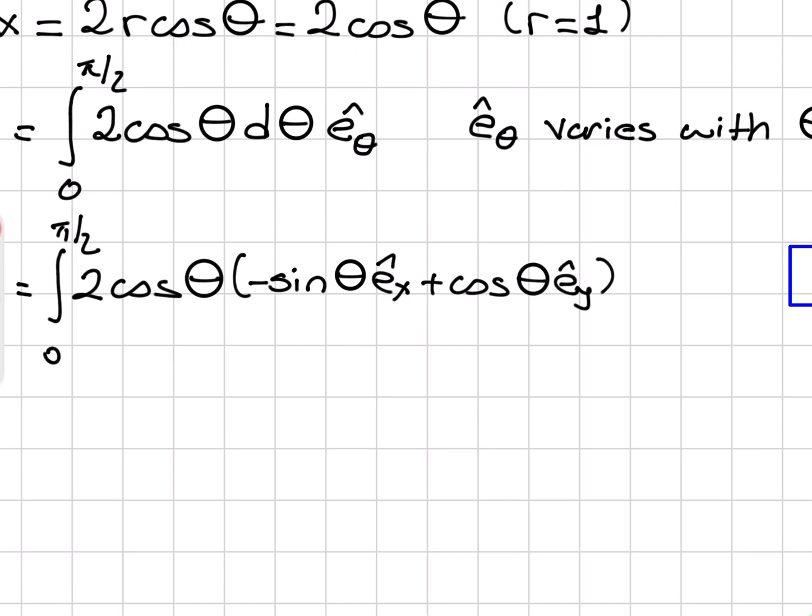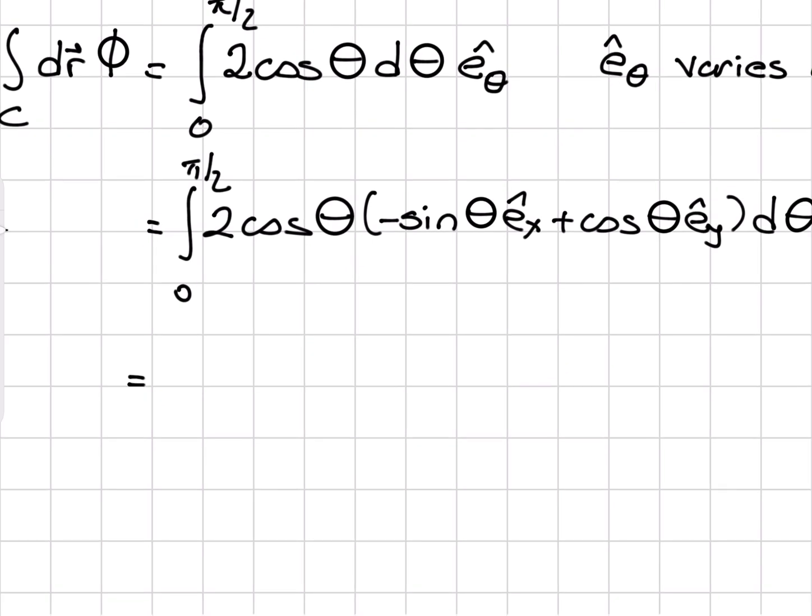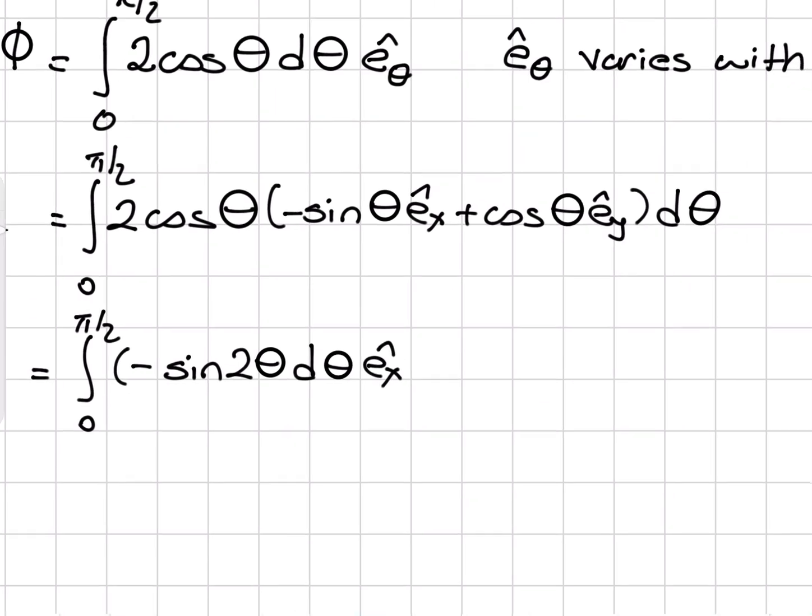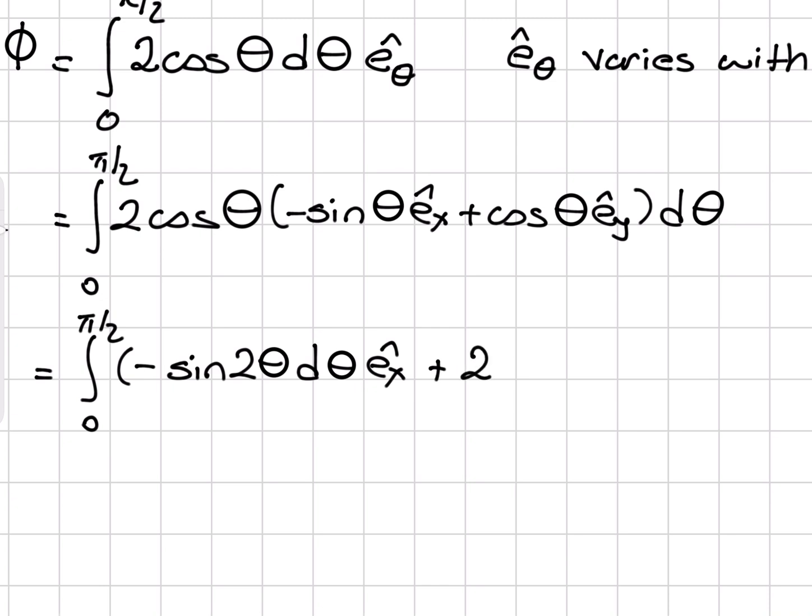The stationary unit vectors are ex hat and ey hat, but e theta hat is theta dependent. Therefore, in this integral, I have to consider its theta dependence. This is d theta. So this is going to become integral from 0 to pi over 2. Now I have minus 2 sine theta cosine theta again, which is minus sine 2 theta d theta in ex hat direction. That's the first one. And the second one is 2 cosine square theta d theta in ey hat direction.